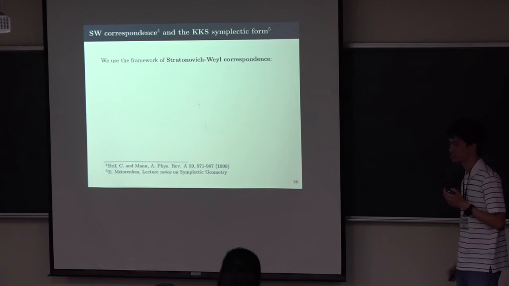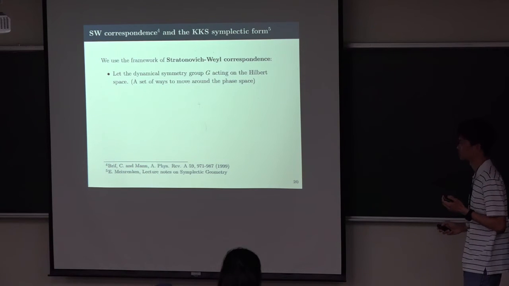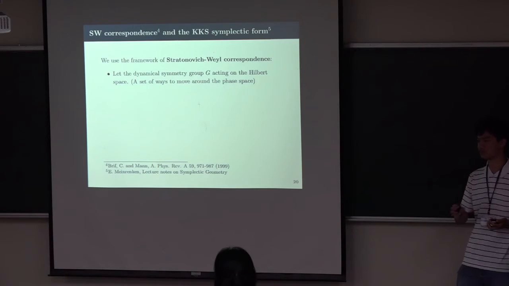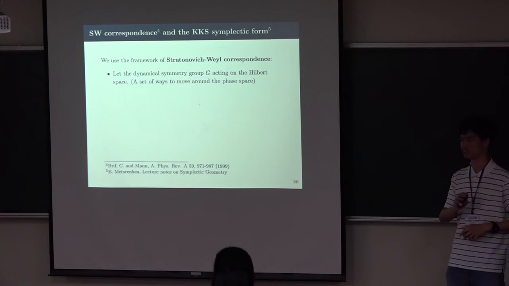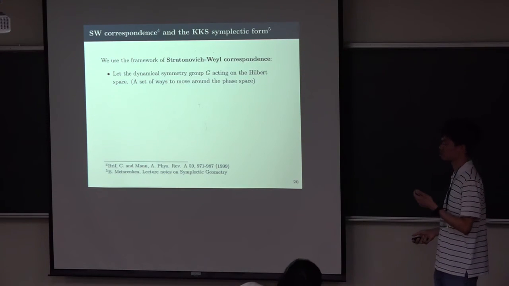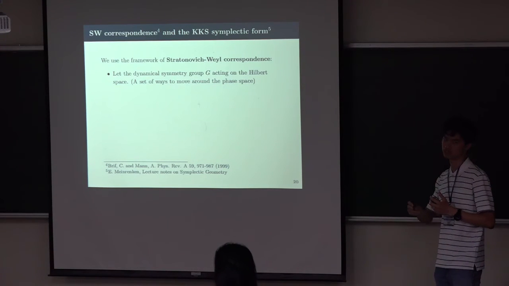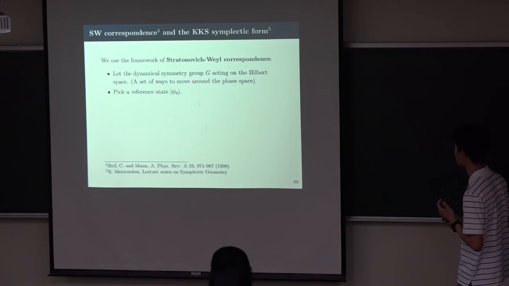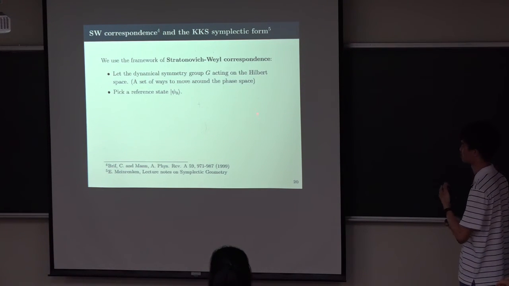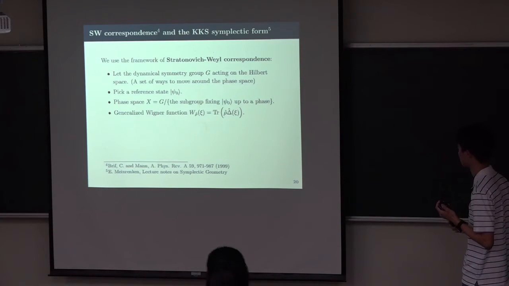So we use some more advanced mathematical tools here. I will just talk about the idea. In a CV system, we can go around the phase space by the translation of position and momentum. Here it goes the other way around. We define the phase space itself using a set of ways to move around. So it's the dynamical symmetry group acting on the Hilbert space, and the reference state is like the generalized coherent state. The phase space is defined this way, and the Wigner function is clearly defined.